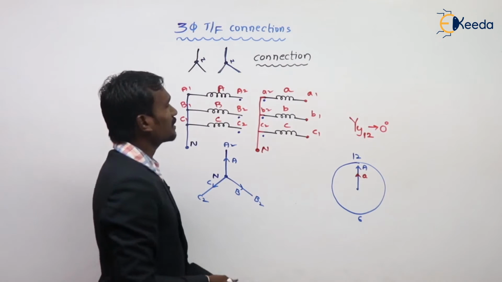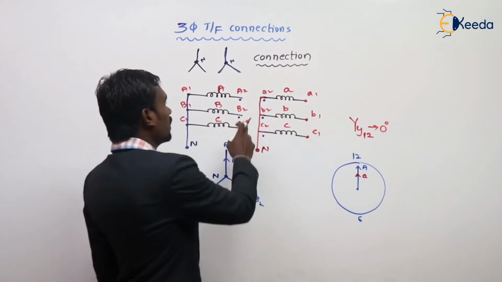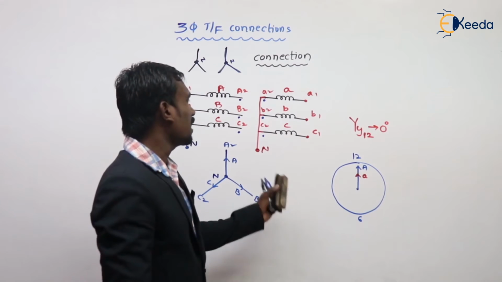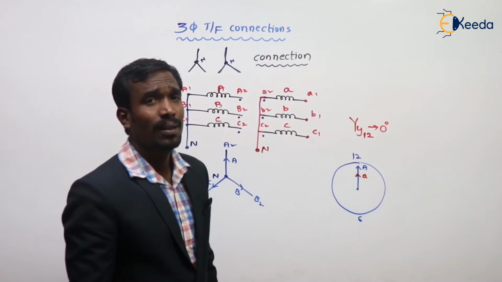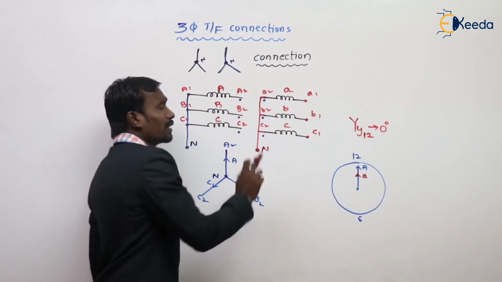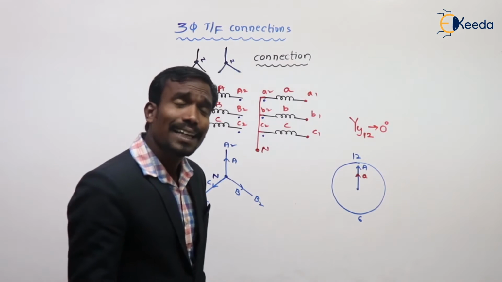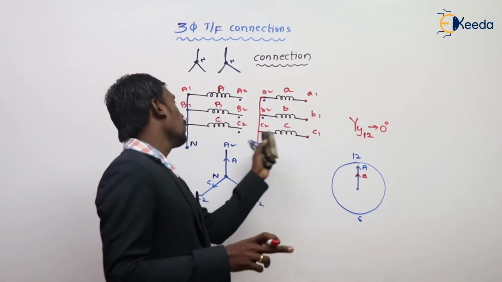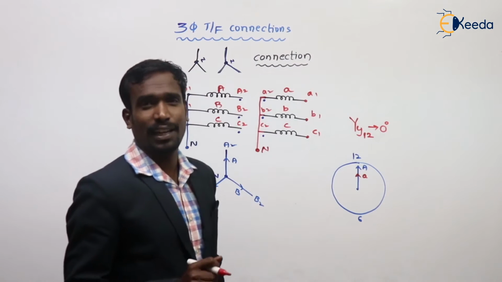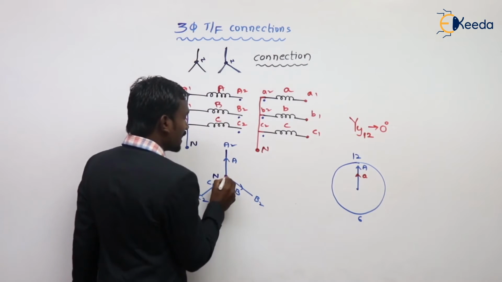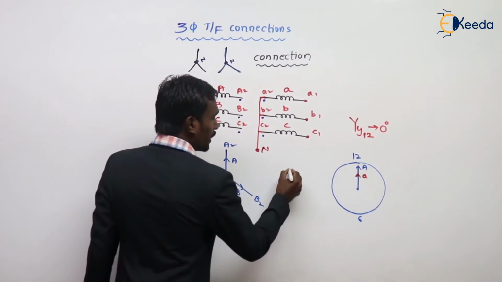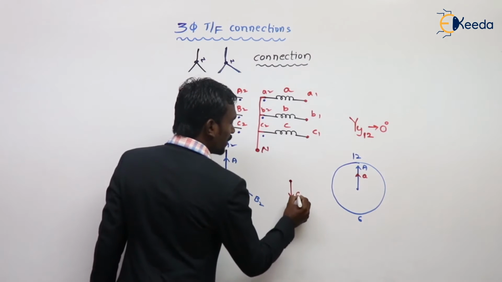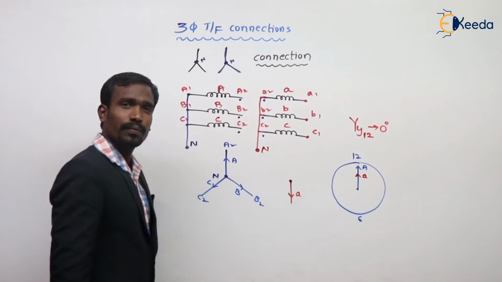This is ultimately the subtractive manner, because see here it is open, but here the neutral is connected. So for the subtractive manner, the secondary vector should be exactly 180 degrees to the primary vector. See here, my capital A is upwards, so our small a should be downwards.